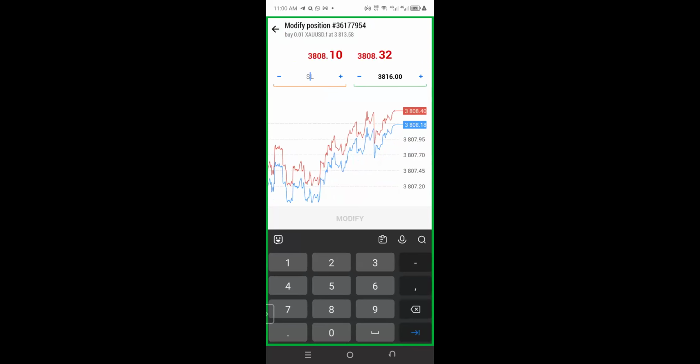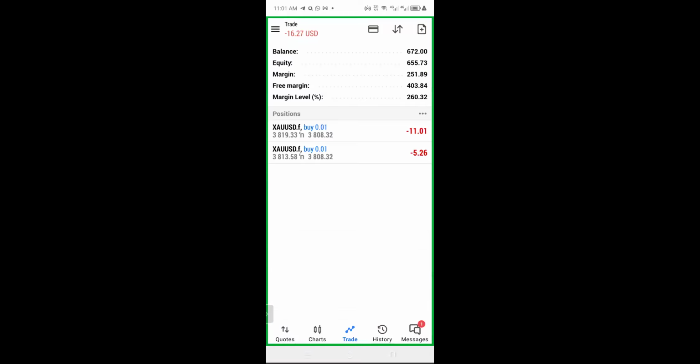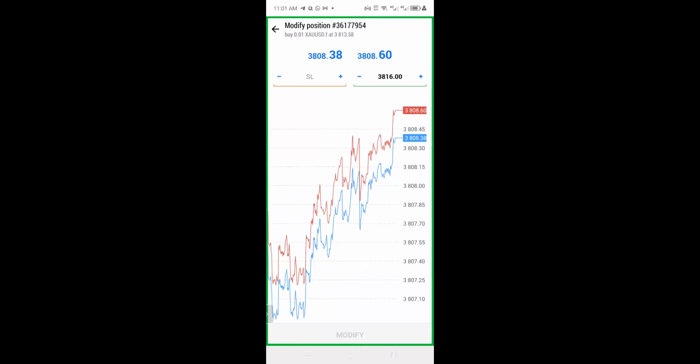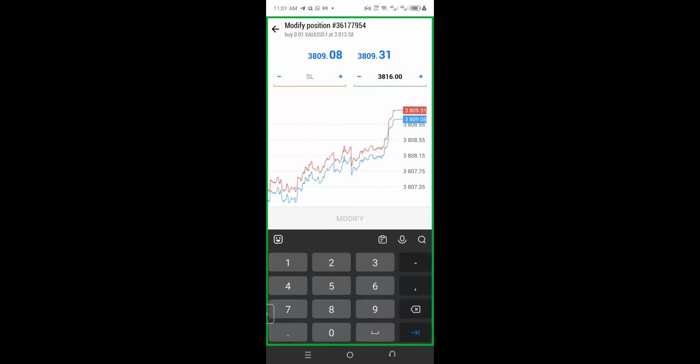3813.58. That is my own. It might be different from yours, no problem, but you know where to check it. 3813 right here. So I come here. Please, that first one, it is assumed it has hit TP1. So I put 3813 point, a little bit above that entry. I can put it at 60 and then modify. That's what I'm looking at.